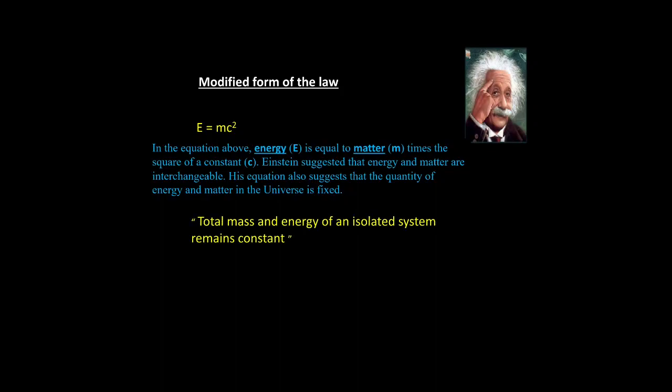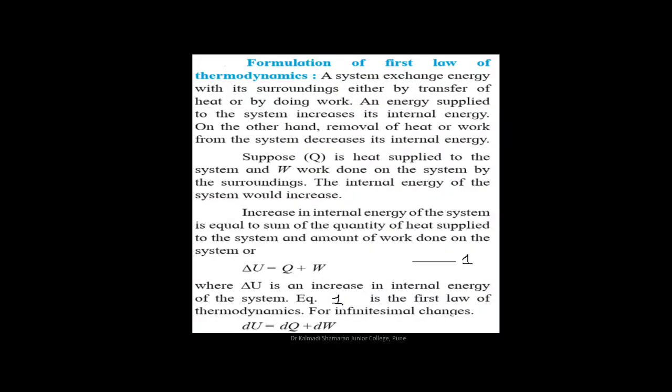Hence, according to this, we can say that the total mass and energy of an isolated system remains constant. And this is what the first law of thermodynamics is. The corollary for the first law of thermodynamics is that there is an exact equivalence between heat and mechanical work. We have seen the statement for the first law of thermodynamics, that is, energy can neither be created nor destroyed, although it may be converted from one form to another.